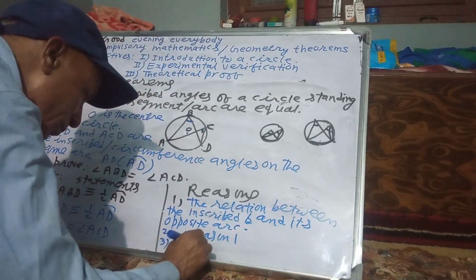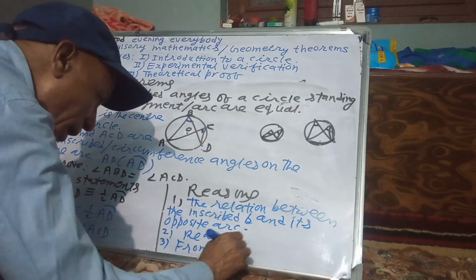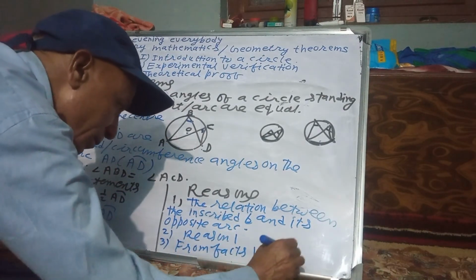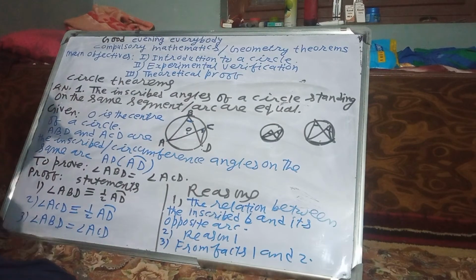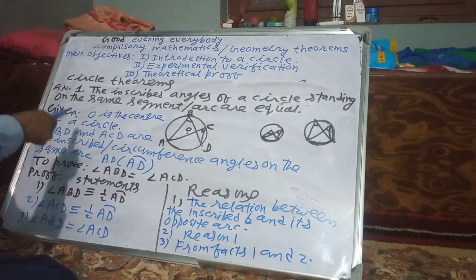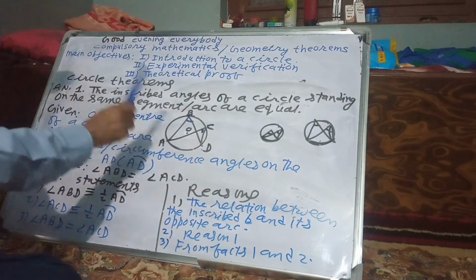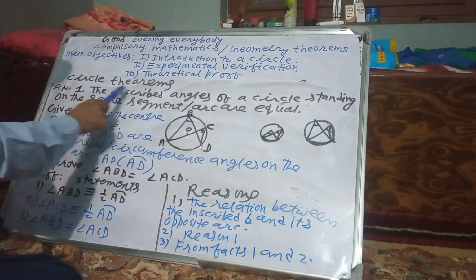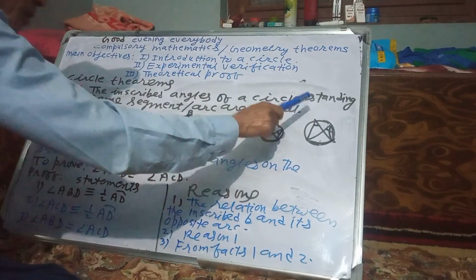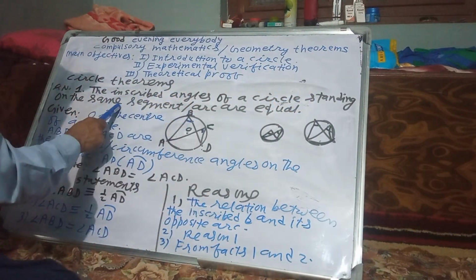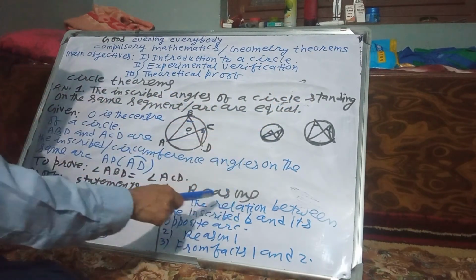from facts 1 and 2. Again, finally, question number 1, theorem 1 on circles. The inscribed angles of a circle standing on the same segment or same arc are equal.